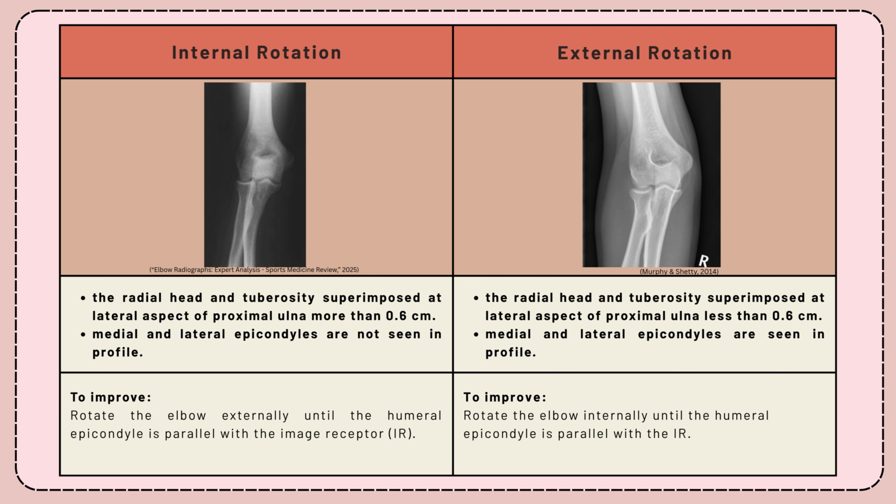Next, the second diagram shows the radial head and tuberosity superimposed at lateral aspect of the proximal ulna less than 0.6 centimeters, indicating the elbow is externally rotated, and the medial and lateral epicondyles are seen in profile. To improve, rotate the elbow internally until humeral epicondyles are parallel with IR.